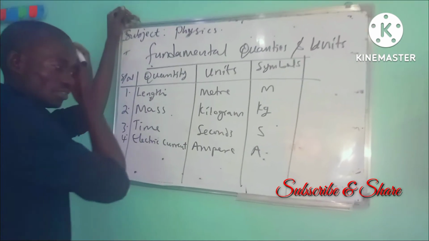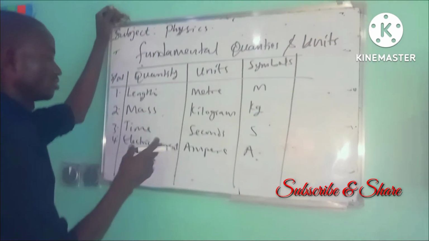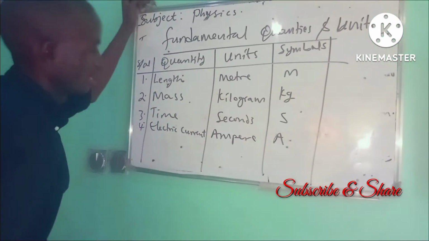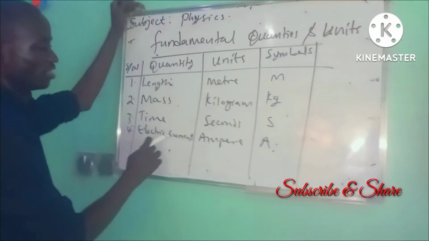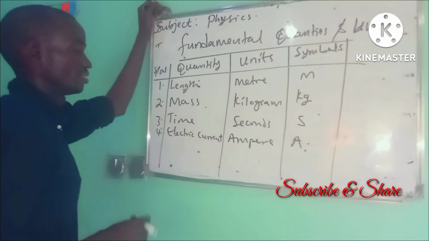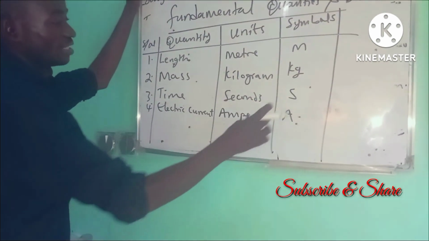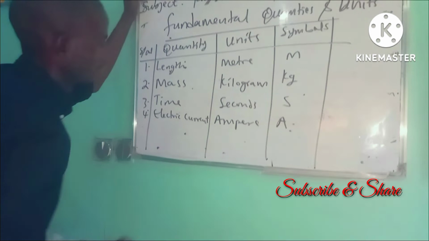Do not forget to write capital letter A because it was named after Ampere, the name of the scientist that discovered the effect of this electric current. So whenever you are writing the symbol of the unit, you will write it in capital letter A, not small letter a. Please take note.